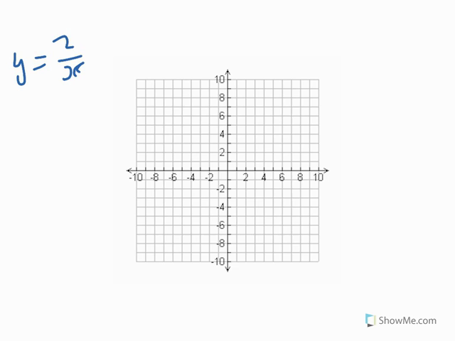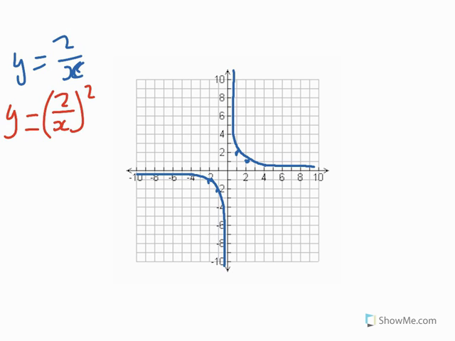So when x is 1, 2 on 1 is 2. When x is 2, 2 on 2 is 1. When x is 4, 2 on 4 is a quarter. So we get something like this. Okay, when x is negative 1, 2 on 1 is negative 2. Negative 2 on negative 2 is negative 1. 2 on negative 4 is negative a half. So we get something like that. Alright, so the graph that we're looking for then is the square of that.